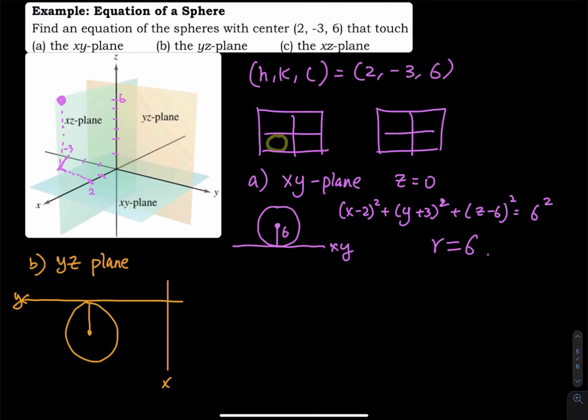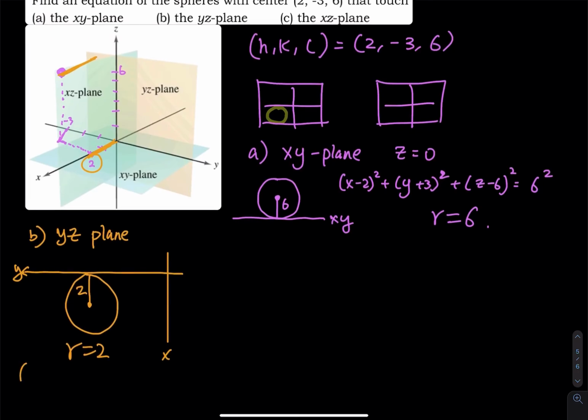Can you tell me what the radius is? 4 seconds. Look at the 3D picture. So the radius is from the center to this mark. So it looks like we are looking for this distance, right? From the center to this mark, that will be a 2. So this will be a 2. Then the radius is equal to 2. So we have x minus 2 square plus y plus 3 square, and then plus z minus 6 square. The radius is 2 square.